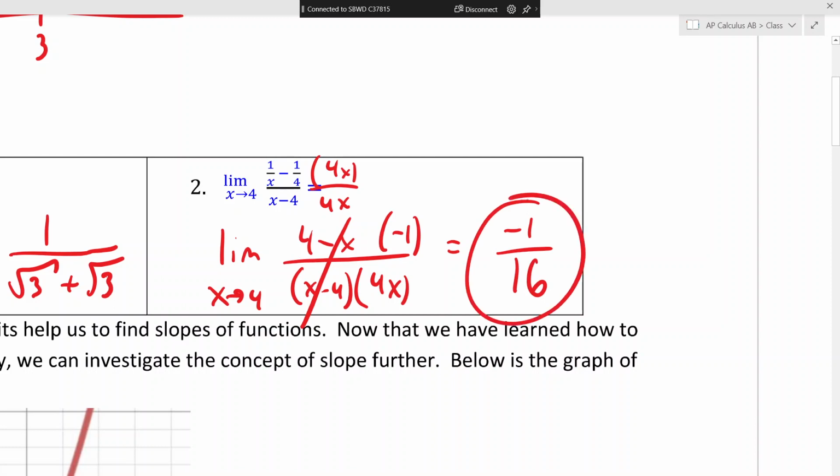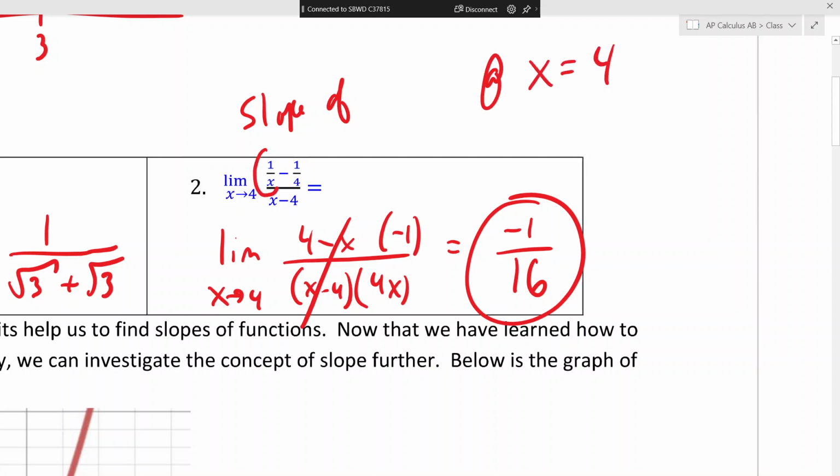Okay? What did we just find there? What did we just find there, Mason? The slope of what? Slope at, so it is that, but the slope of what function? 1 over x, dude. That's a function, that's a y value, right? 1 over x. So that's the slope of 1 over x at x equals 4.